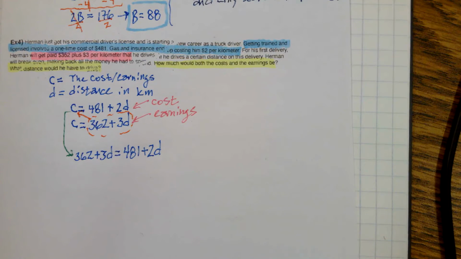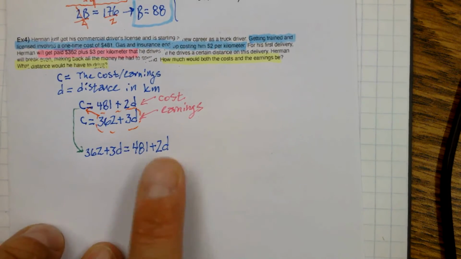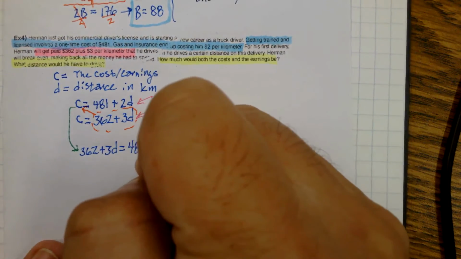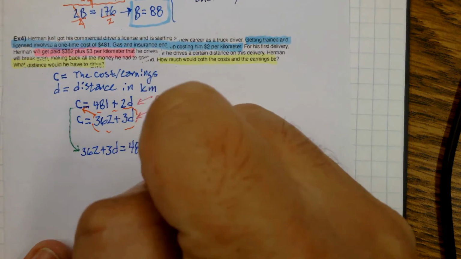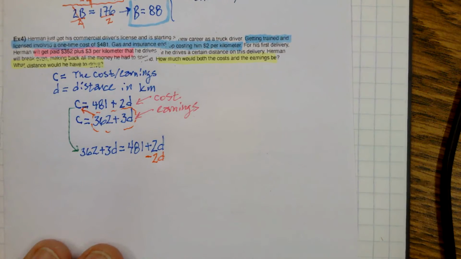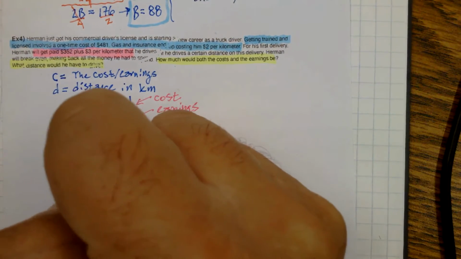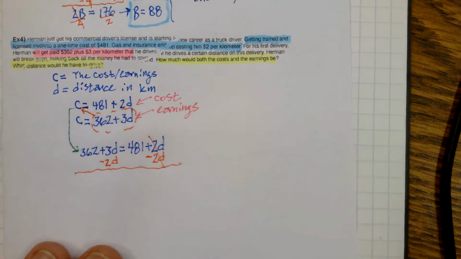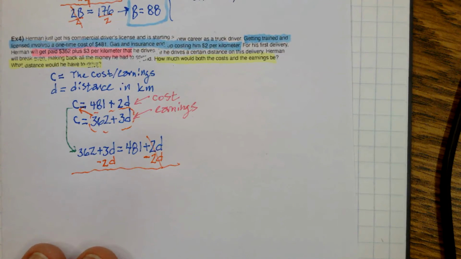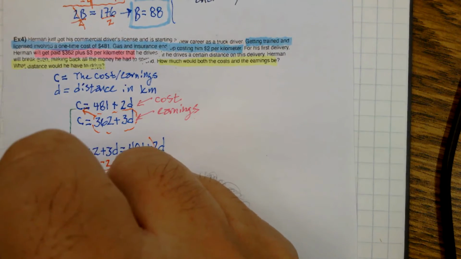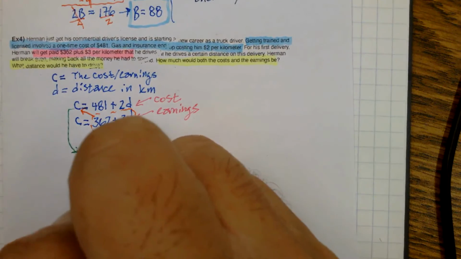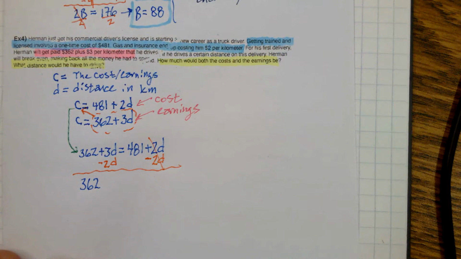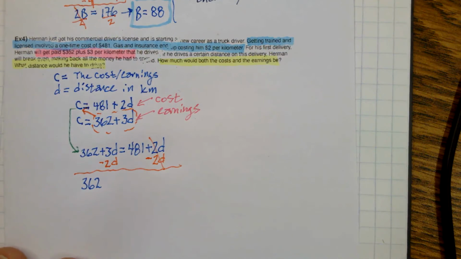Okay, well, we got variables on both sides of the equation. Let's get rid of the 2D on the right. So I see plus 2D, subtract 2D. And then do the same thing on the left side. Okay, and we get 362. 3D take away 2D is 1D. Is it okay if I just write it as D instead of 1D? Probably better that way.